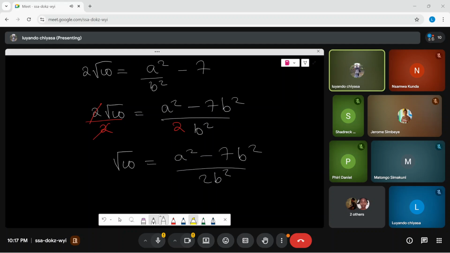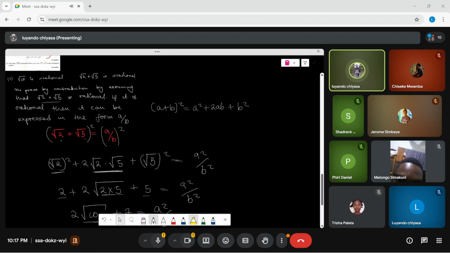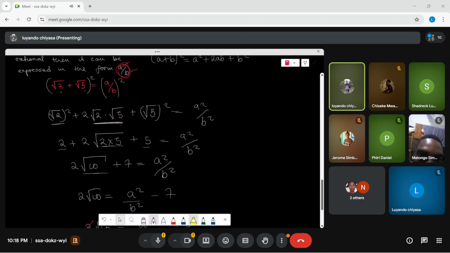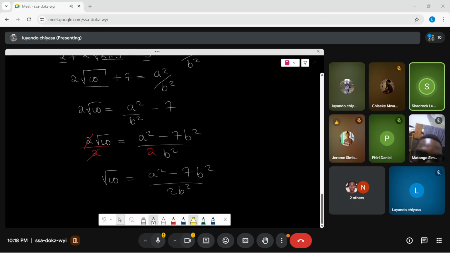That's what we are getting. So here's where the contradiction comes in. Remember, we said that if root 5 is rational, it can be expressed in the form of a over b. If we express it in the form of a over b, it means that a is rational and b is what? Rational. So in short, this entire thing is what? Is rational. You understand? So it means that the entire thing is rational.